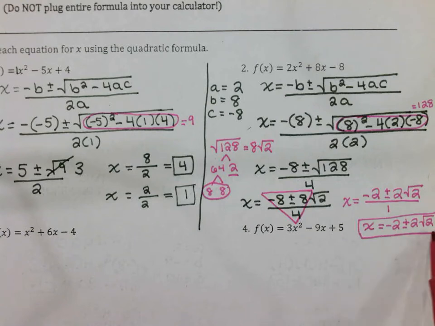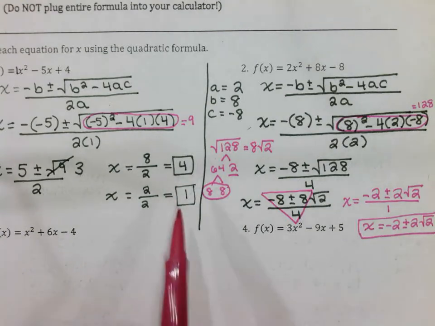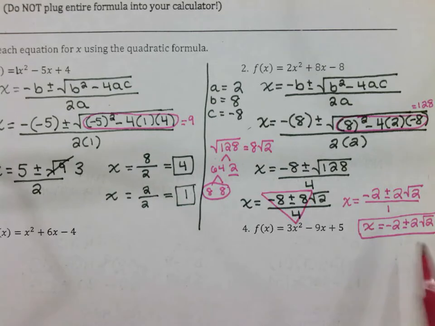I can't combine these like I did in the first problem where I got those 2 nice looking answers because we can't combine rational and irrational numbers. We can't combine whole numbers with radicals is what I'm saying. So we'll just leave it like that.